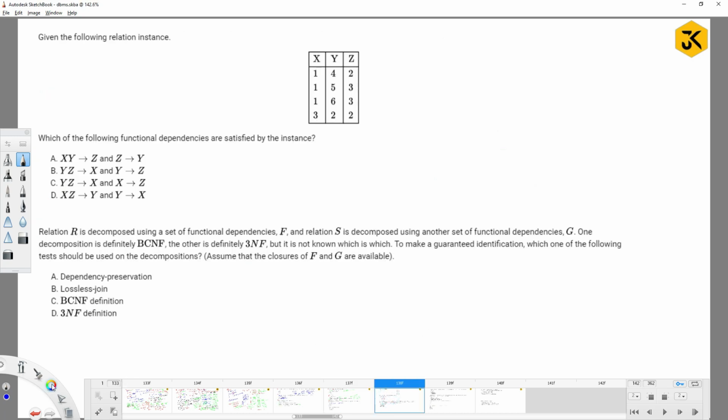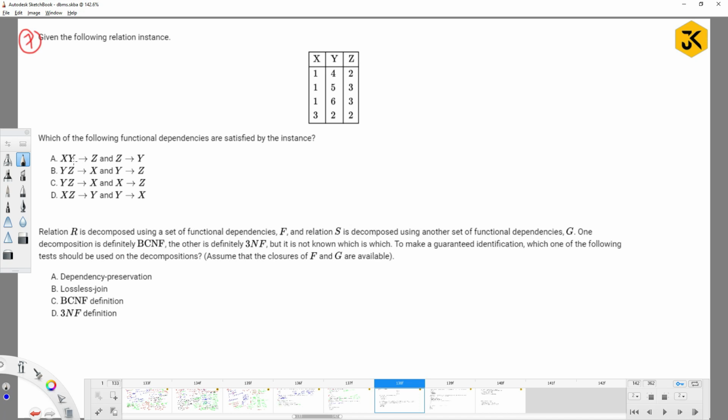Next one. Right? So, solve this one. I think this one will be the 7th one, right? Given the following relation instance, which of the following functional dependencies are satisfied by the instance? So we have to check it, right? All options you have to check.